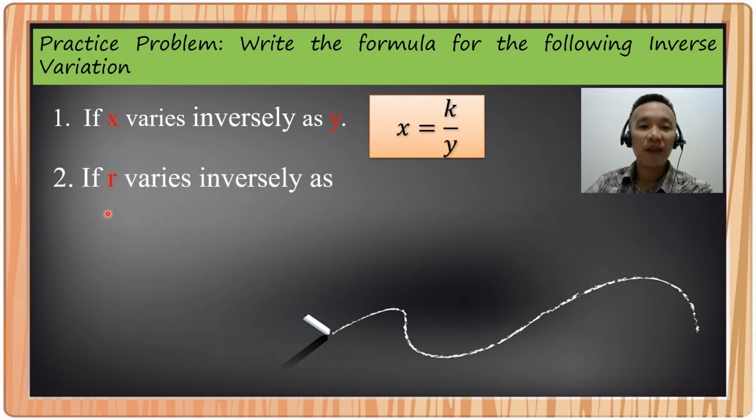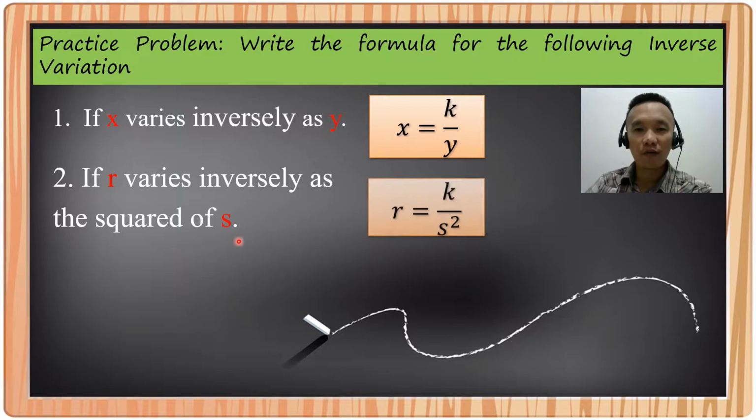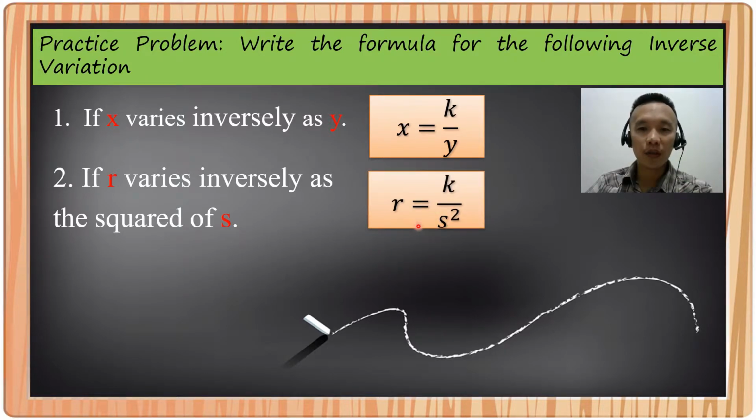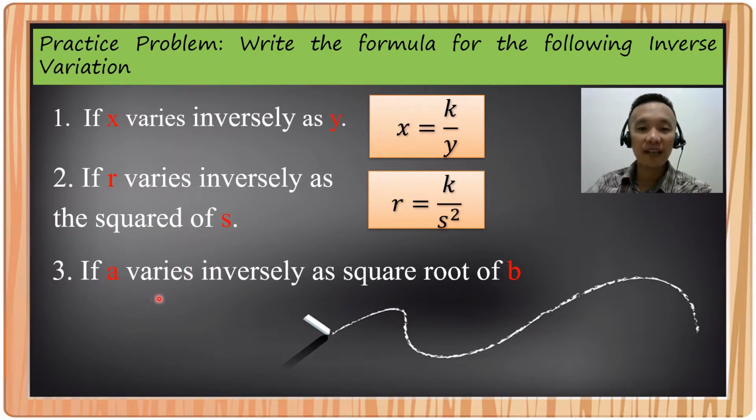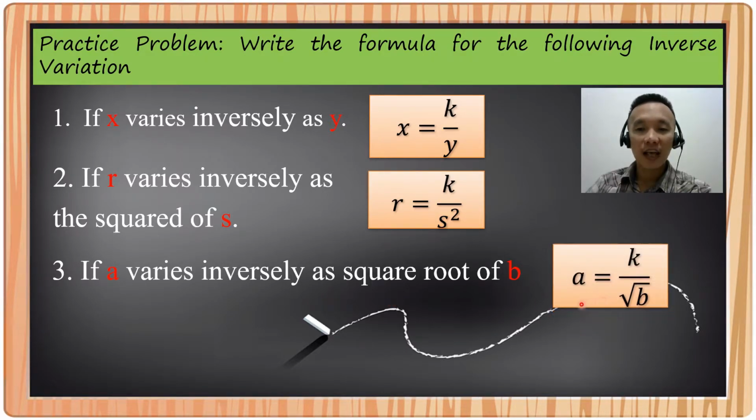Next, if r varies inversely as the square of s. As you notice, there is the word square here. So our formula will be r equal to k over s squared, since it is stated square of s. Then lastly, if a varies inversely as the square root of b, we will have a equal to k over the square root of b.